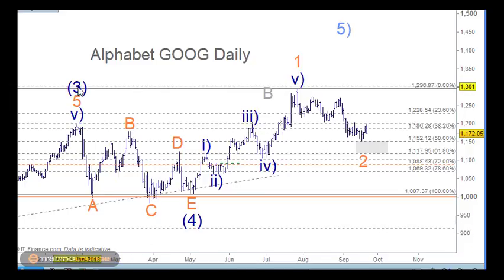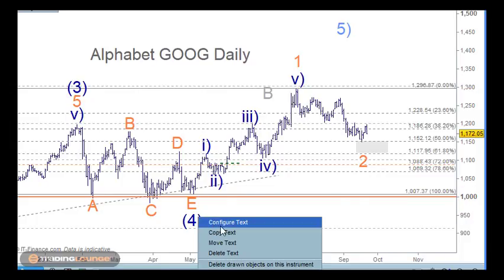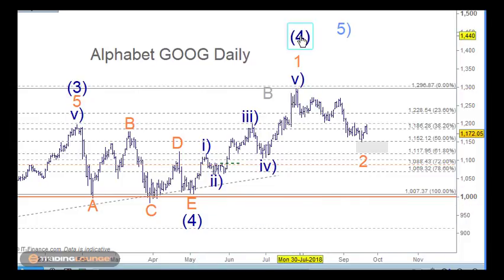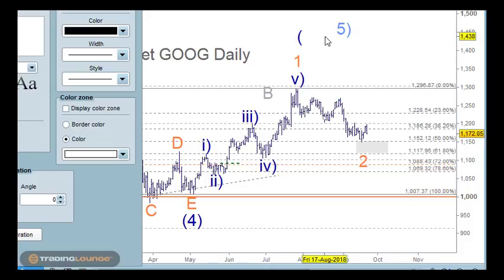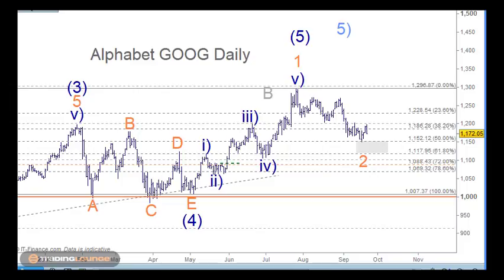We've got wave 3 here, an A and a B and a C and a D and an E here for wave 4, and wave 1 and 2 and 3 and 4 and 5 up here. Now it's possible to have this wave 5, copy this, put this here. It's possible to have this as a top in play here. So I'm just not quite sure yet.